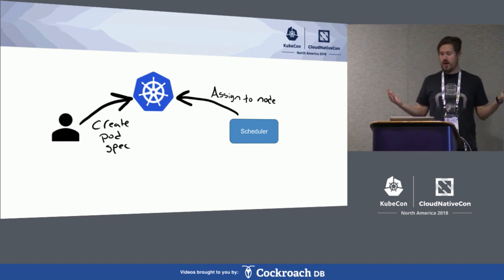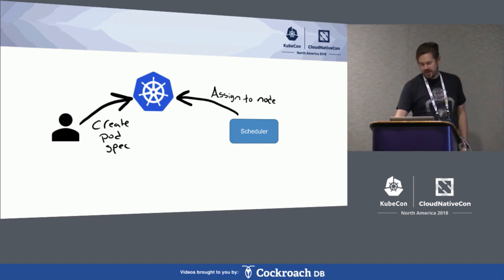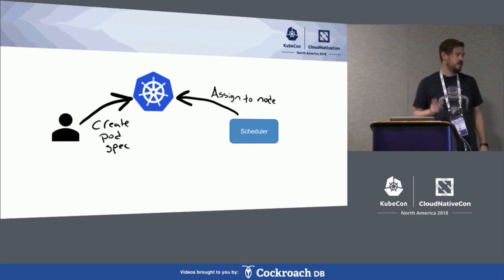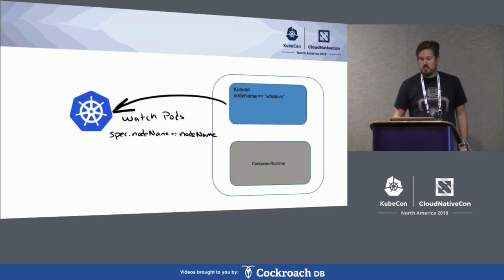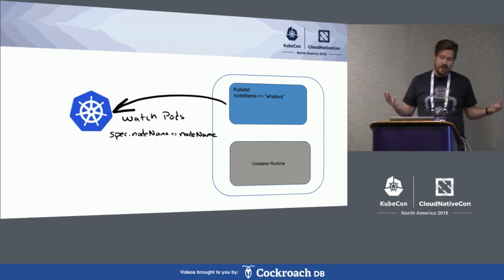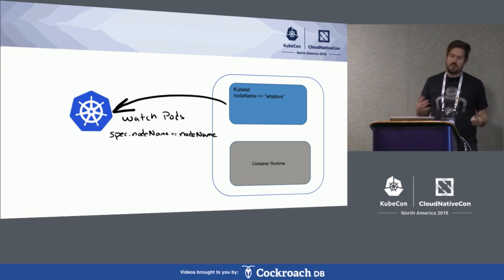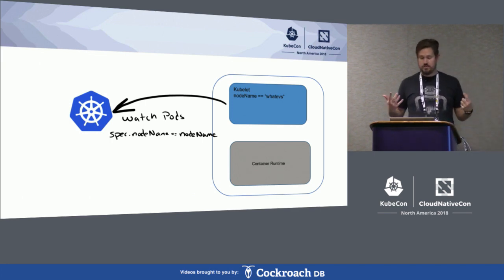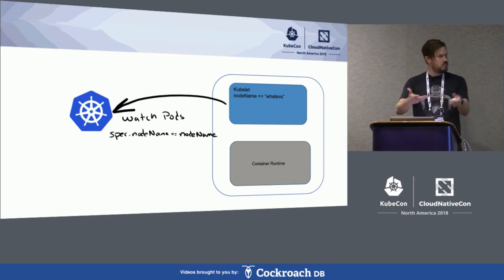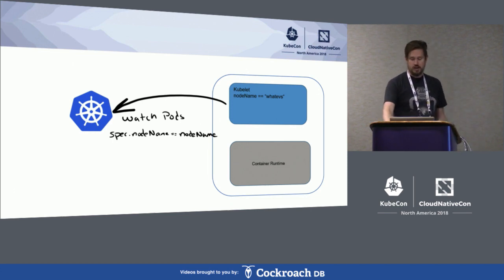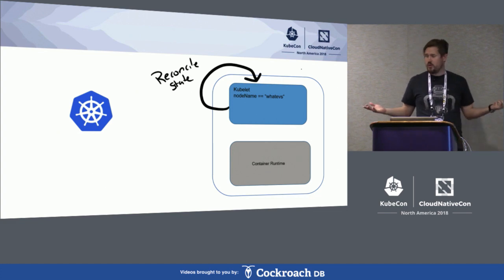Then the scheduler says, oh, hey, there's a new pod. I need to figure out where to assign that. Whatevs has some space, let's assign it there. So it updates the pod spec and says node name is whatevs. Meanwhile, the kubelet is running a watch, because it's just a Kubernetes client. It listens on the API and says, give me all of the pods that have spec.nodeName equal to my node name, which is whatevs. So the kubelet picks that up and then says, what do I do with this thing?